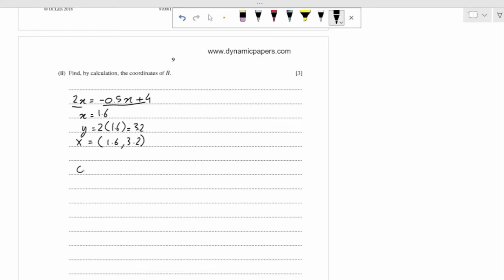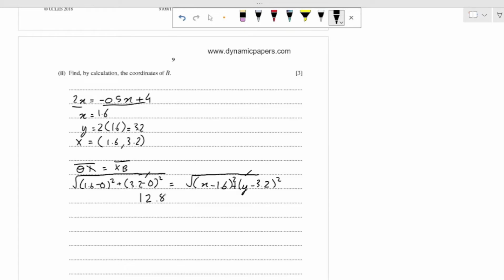Now we can establish the relation that the distance from the origin to X is equal to the distance from X to B. We can apply the distance formula over here. (1.6 minus 0) whole squared plus (3.2 minus 0) whole squared is equal to (x minus 1.6) squared plus (y minus 3.2) squared. We use x and y because we do not know the point B. The roots will cancel out and we'll be left with 12.8 on one side, and on the other side we will simplify the expanded form.